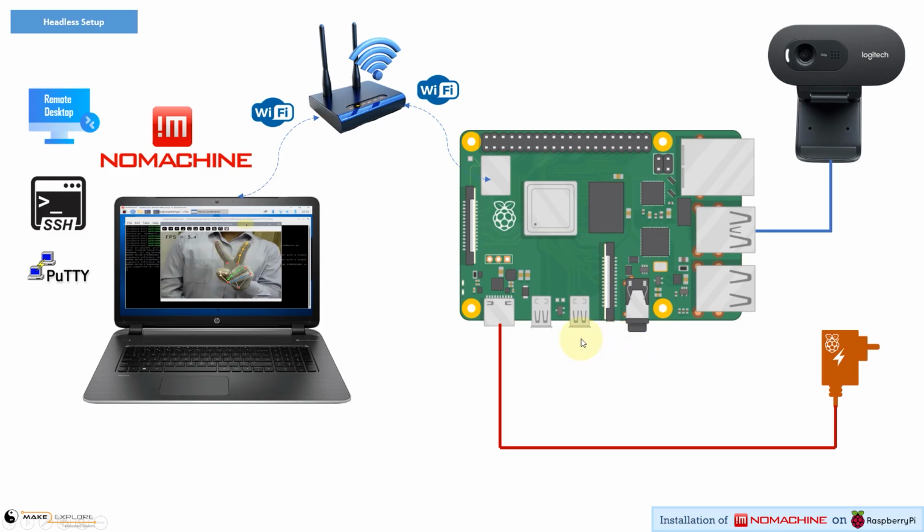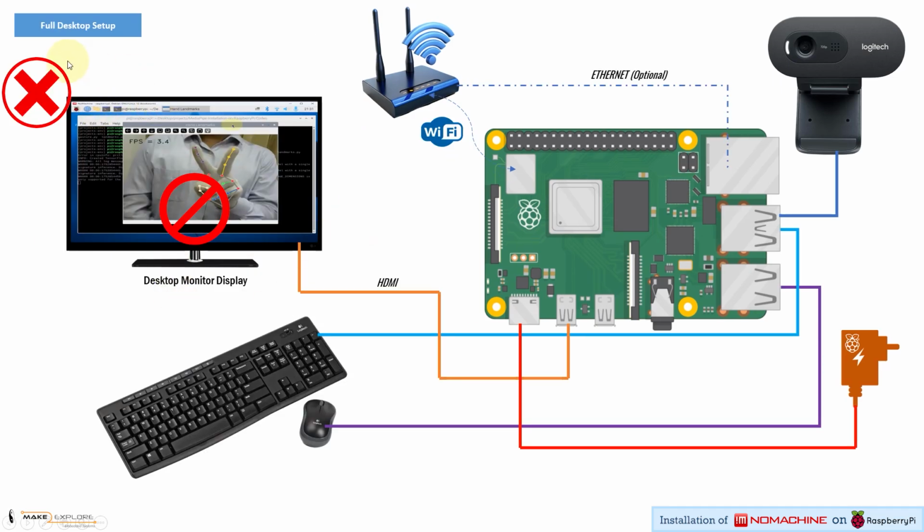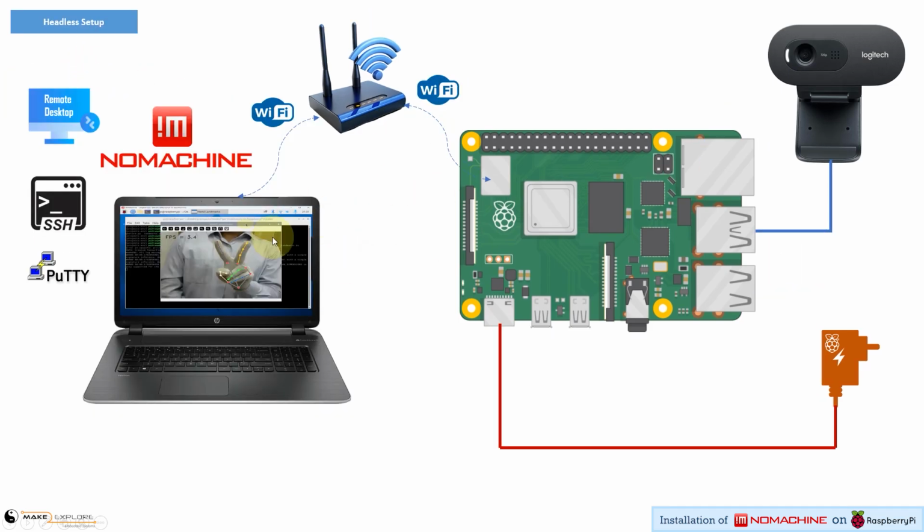In this video, we are going to show you how to set up a Raspberry Pi in headless mode. This means you will learn how to access Raspberry Pi's desktop without needing a monitor. Here, we will be using NoMachine Remote Desktop Software. For that, first we will install NoMachine server on Raspberry Pi, and then we will access it over Wi-Fi using the NoMachine client on laptop or desktop. So let's get started.